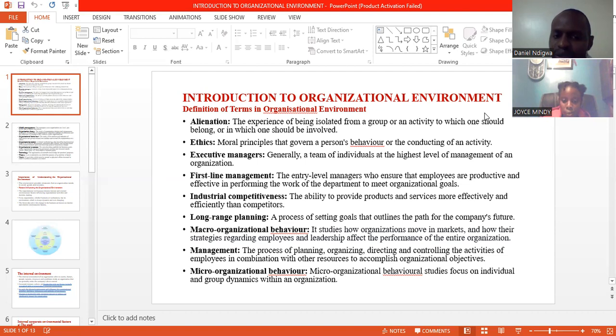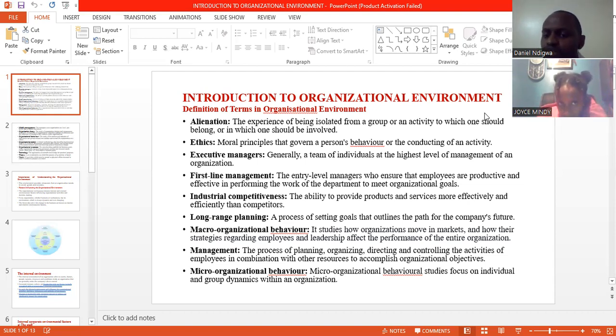Then we have long-range planning. This is the process of setting goals that outline the path for the company's future. Because you are talking about long range, it means you're looking at the future of the company. And therefore, you have to set goals that are in line with the future of that organization. Then we have macro organizational behavior.